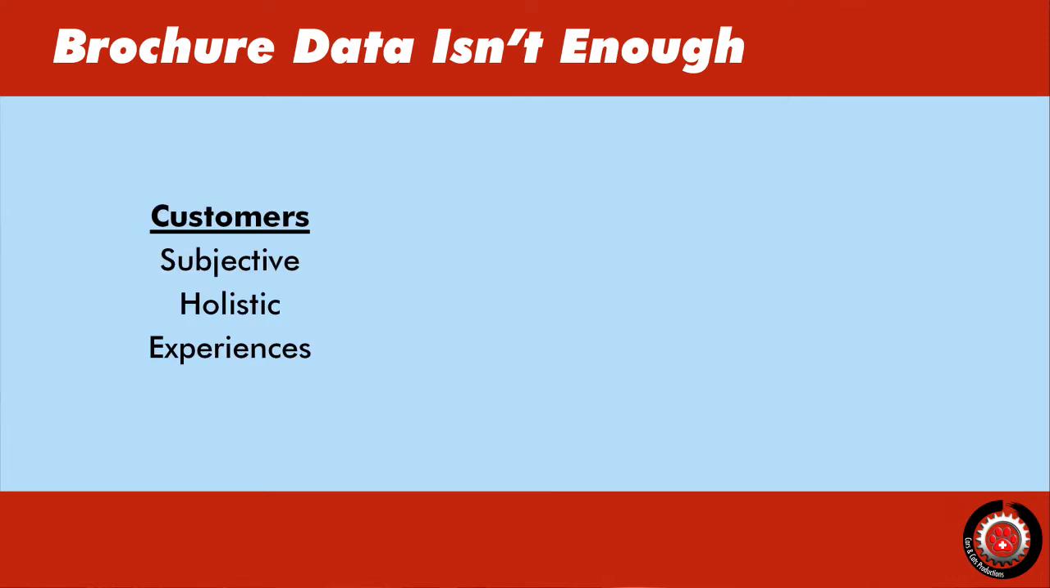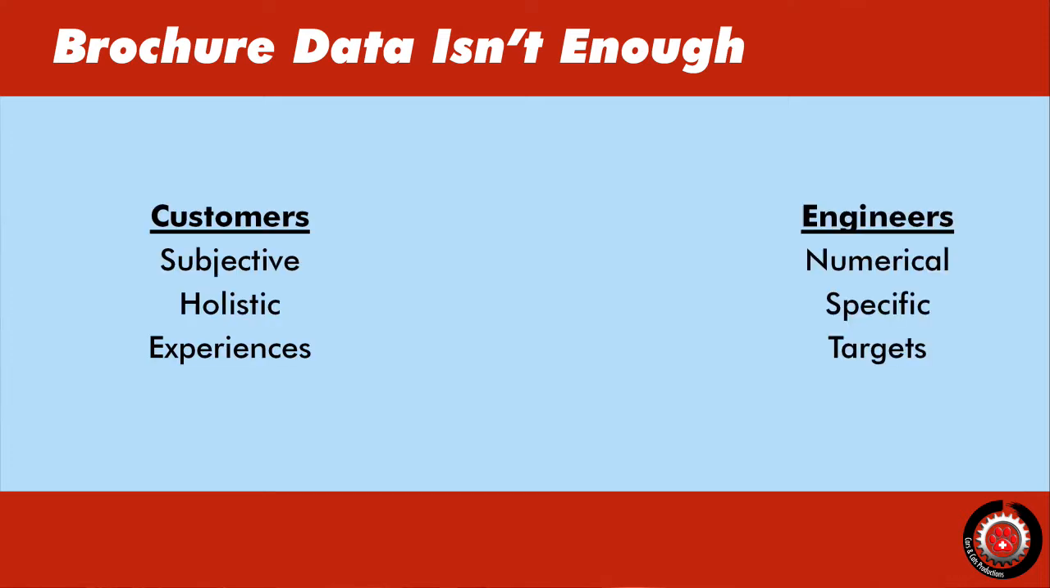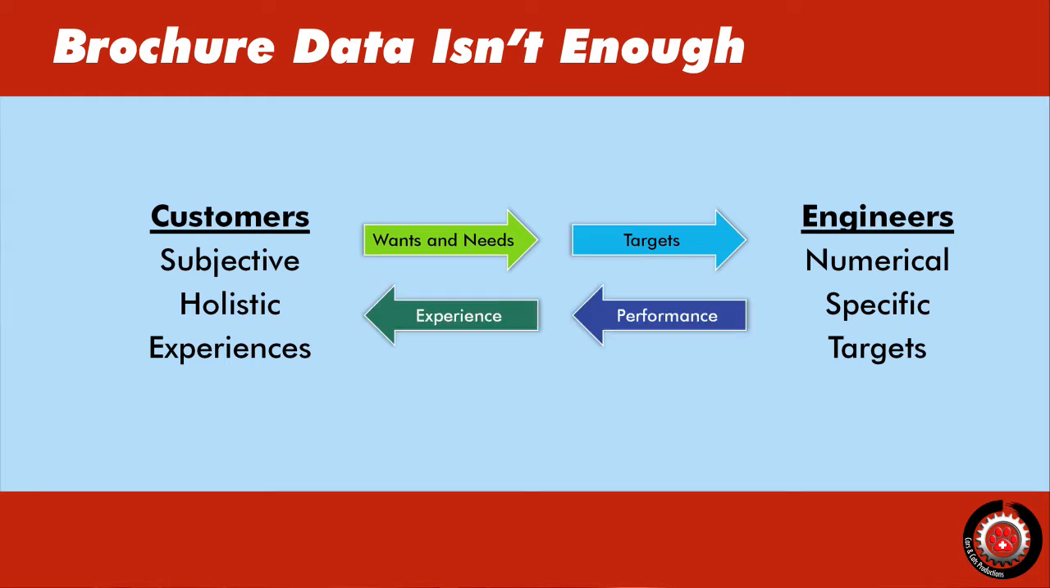It's important to say, brochure data isn't enough. It's okay for selecting your key competitors, but you've got to remember that customers don't experience data. They have subjective, holistic experiences. Engineers need data. They need numerical, specific targets. So you've got to find a way of translating the customer's subjective, holistic experience needs into numerical, specific targets for engineers. And then when the engineers produce your product, you need to find a way of converting that performance into an experience for the customer to communicate to them.